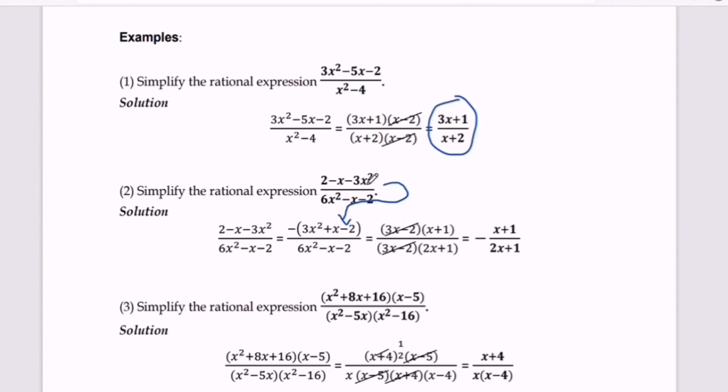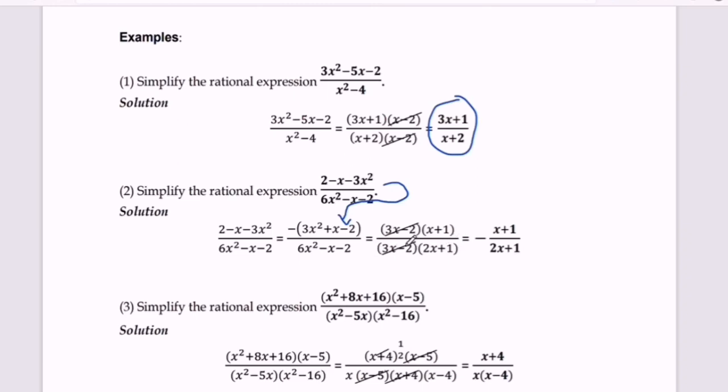And then we factor out the negative sign, or negative 1, on the outside. So negative times 3x squared plus x minus 2, which is also just the same as 2 minus x minus 3x squared, divided by, so we copy, 6x squared minus x minus 2. Now the next step is to find its factors. For 3x squared plus x minus 2, the factors would be 3x minus 2 times x plus 1.